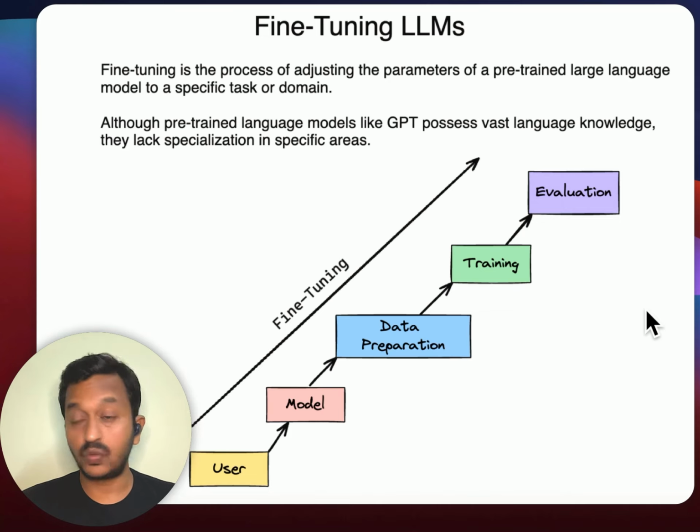So first things first, what is fine-tuning? As you can see, the definition, fine-tuning is the process of adjusting the parameters of a pre-trained large language model to a specific task or domain. So we need to understand one thing. These large language models sometimes produce responses that are biased, and sometimes they produce answers that are made up responses, and that is what we call hallucination. So, to mitigate this hallucination behavior of large language models, we have different methods, strategies.